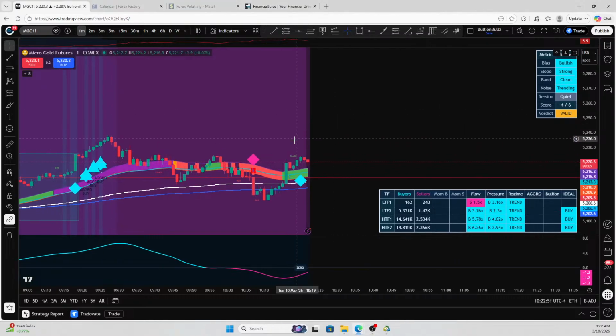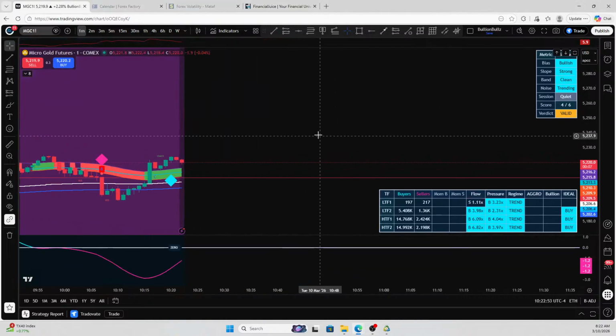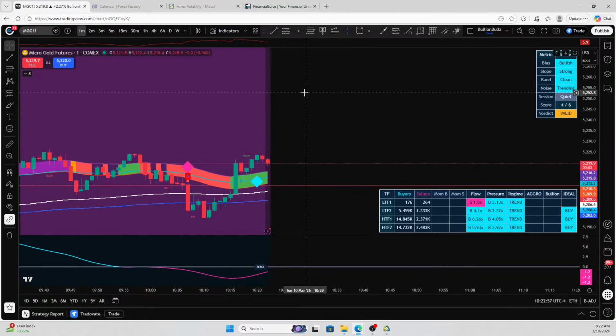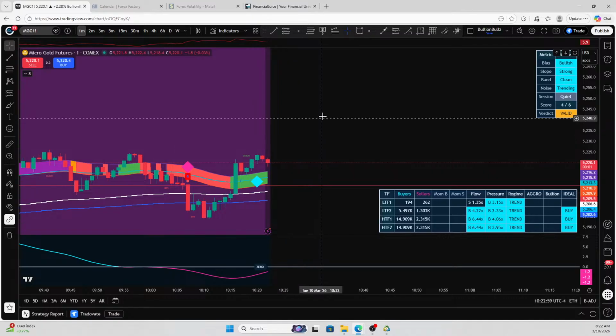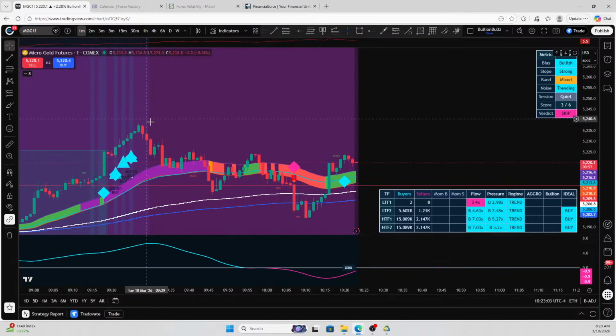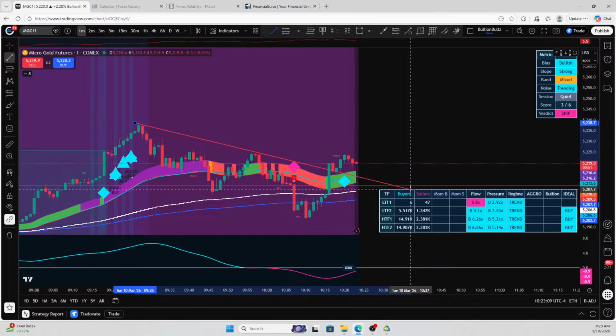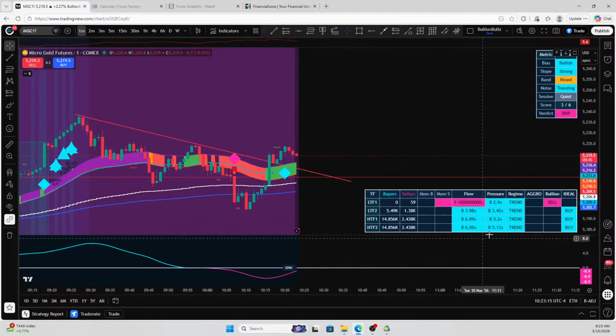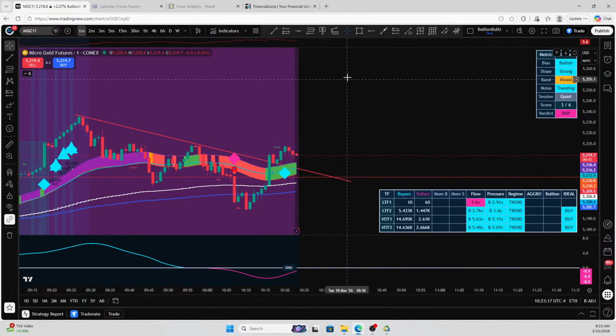So right now we have change of character. We're waiting for a break of structure. As soon as break of structure takes place, we're going to wait for our signal to establish, and that's when we'll look for a trade setup. This could just be a breakout and then a retest of this level, potentially this right here. Breakout, retest, and then push up. And then we do see pressure starting to build up.